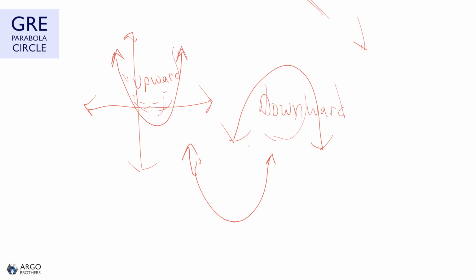But this point here, when the parabola is upward, this point is the lowest point. It's the lowest point on the graph. So we call this the minimum. There's no point lower. Every other point is getting bigger or getting higher.